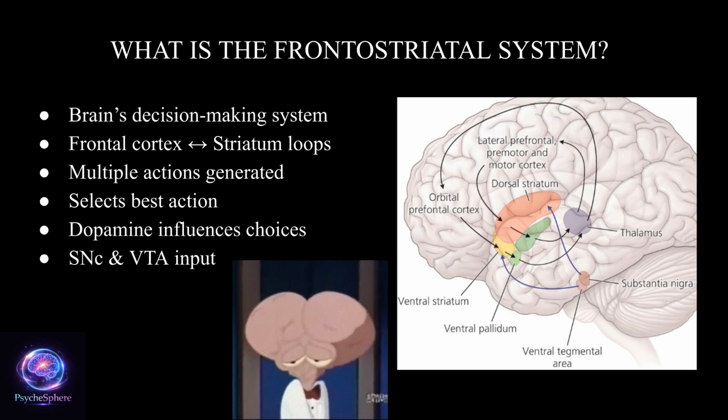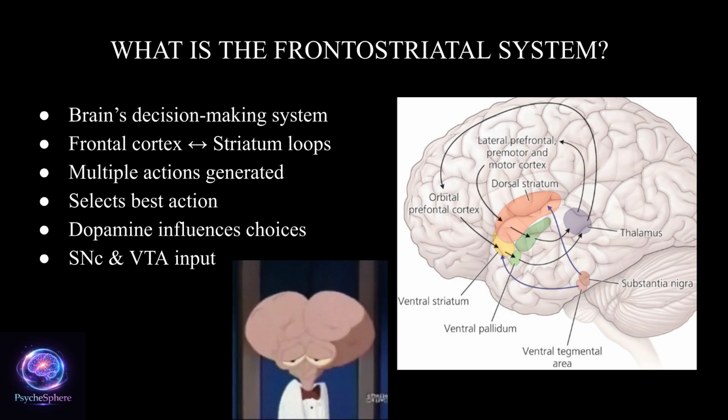So, for example, right now you could be watching this video or checking your phone or opening another tab, etc. But you only do one action at a time. So the question is, how does your brain choose? Well, that's exactly what the frontostriatal system does. It compares options and selects the most appropriate action for the situation. That's why this system is essential for things like decision making, goal directed behavior, habits, and motivation, and a lot more.